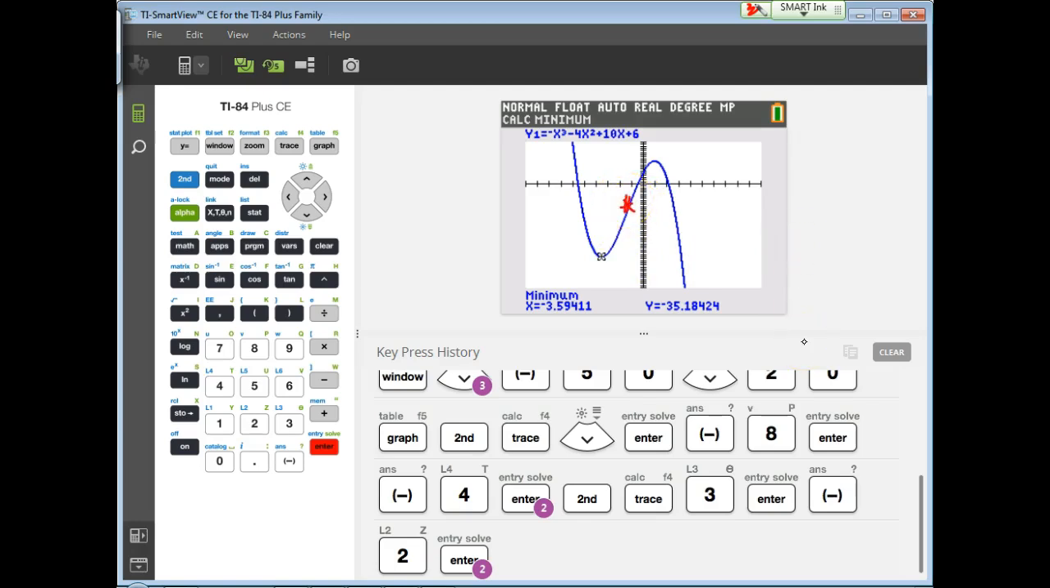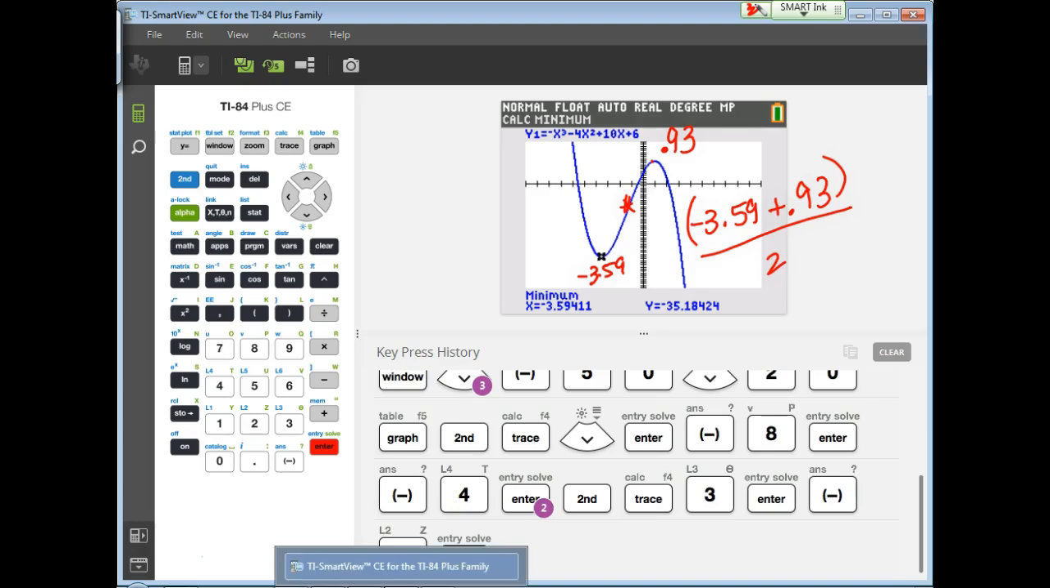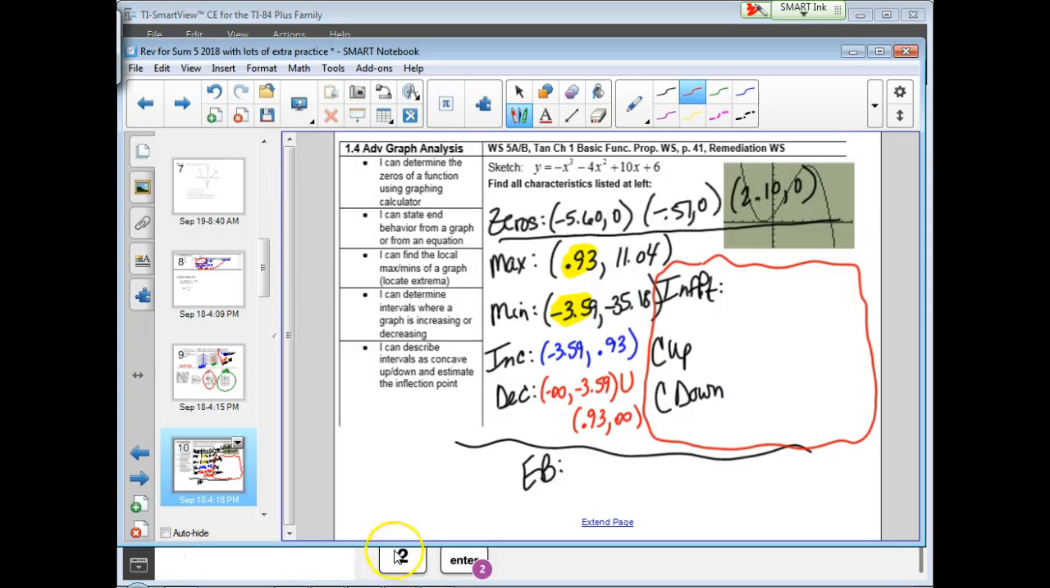Now, technically, I would accept literally an estimate. So, if you think you can eyeball where that's located, that's probably okay. But it's not that hard to find the middle of 2 numbers, guys. Don't you just add them up and divide by 2? So, this number here, remember, was negative 3.59. That's how far over it is. And this number here was 0.93. So, to find the x value of your inflection point, just find the middle of that. So, negative 3.59 plus 0.93. And then find the middle. And that's going to be a really good estimate for your inflection point, at least the x value of it.